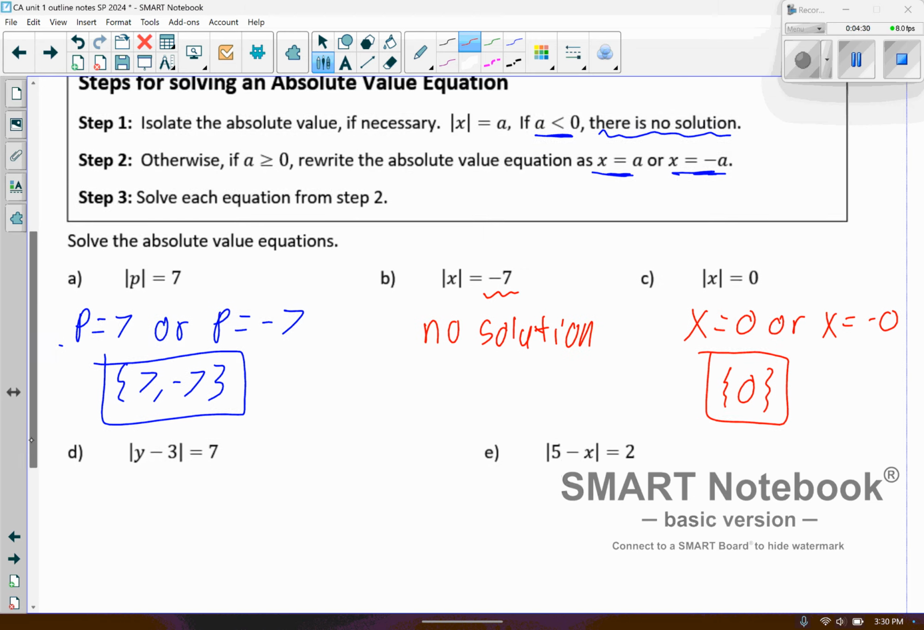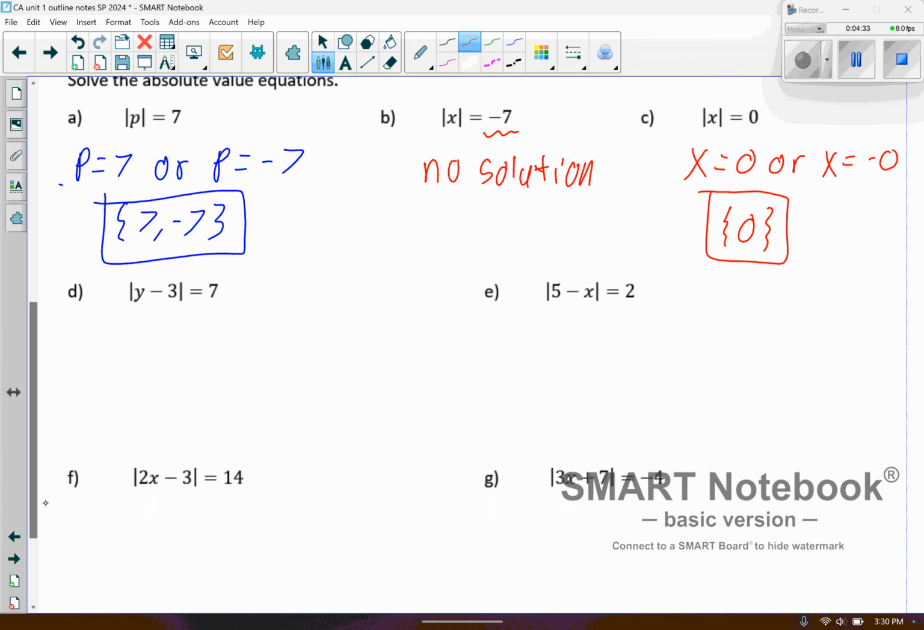Okay, as we look at a couple of these others, they're going to get a little bit more complicated. So right here, we have the absolute value of y minus 3 equals 7. What we're trying to do is figure out two different values for y that, when we plug it in and subtract 3, that distance will be 7 units from 0. So we'll take this expression y minus 3 and try to figure out what do I have to plug in to get 7, or what do I have to plug in to get negative 7? Because that would be 7 units from 0 also, right? Negative 7 is 7 units away from 0.